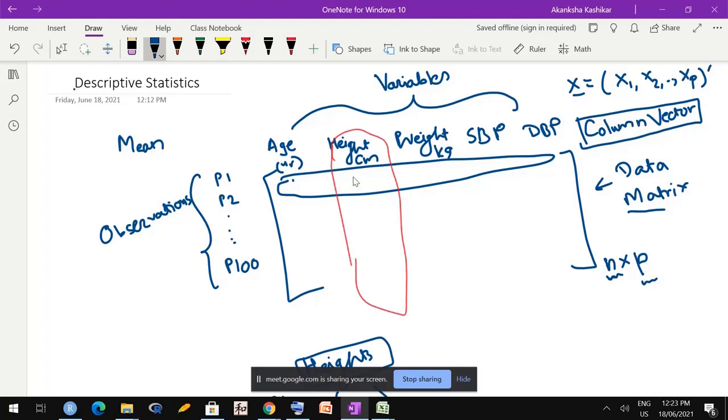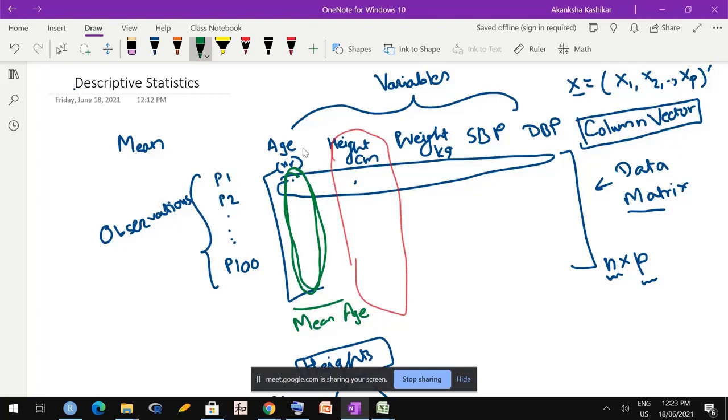So what makes sense? Keep the things unit consistent. So if I have age in a single column, then I can try to take mean of all these entries in the matrix. Okay, mean of all these entries in a matrix would give me something like mean age. Is it okay? Is it making sense?